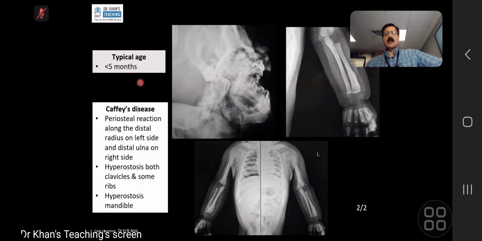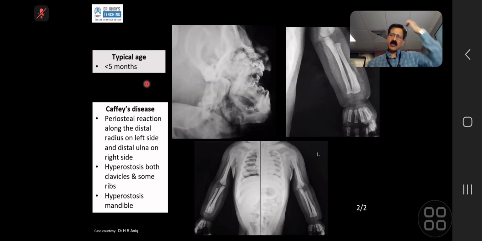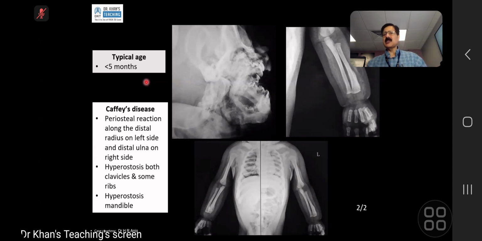But in Caffey's disease, for idiopathic reasons, or we don't know the reason, there is periosteal reaction. And with that, there is skin thickening, etc. The child becomes very cranky, which means it must be a very painful condition. And it is a self-limiting condition. Usually after a year or so, it becomes fine. There is a type which is more chronic, and it might continue for a few years.